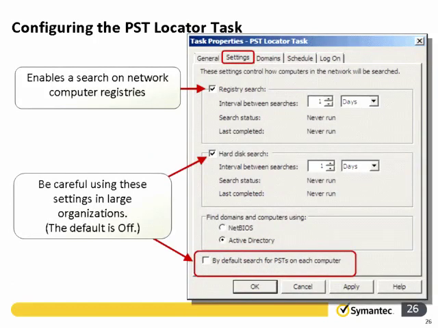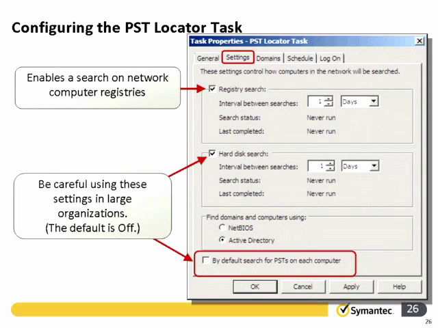Configuring the Pst Locator task: once you've set it up and created it, you can open up the properties of the Pst Migrator task and go to the Settings section. When you're doing the settings, one of the things you can specify is, when you're looking for the Pst files that you wish to go through in the registry, how often to wait between searches before you go back and search the registry again.